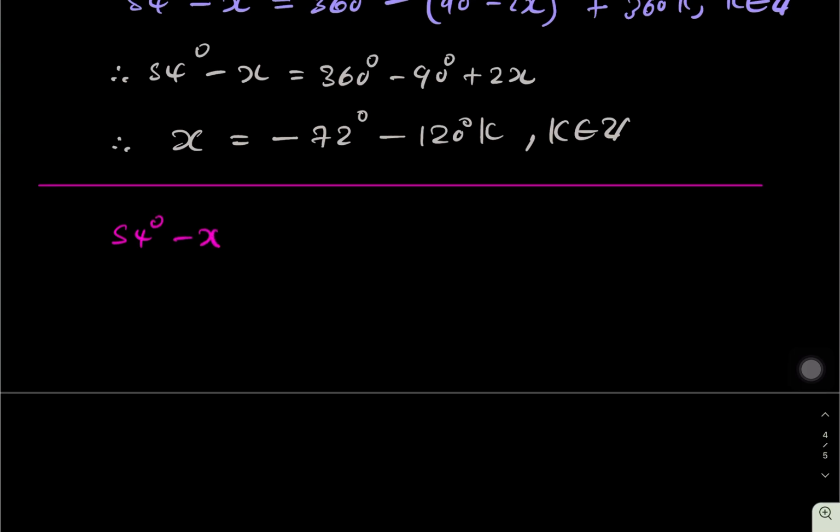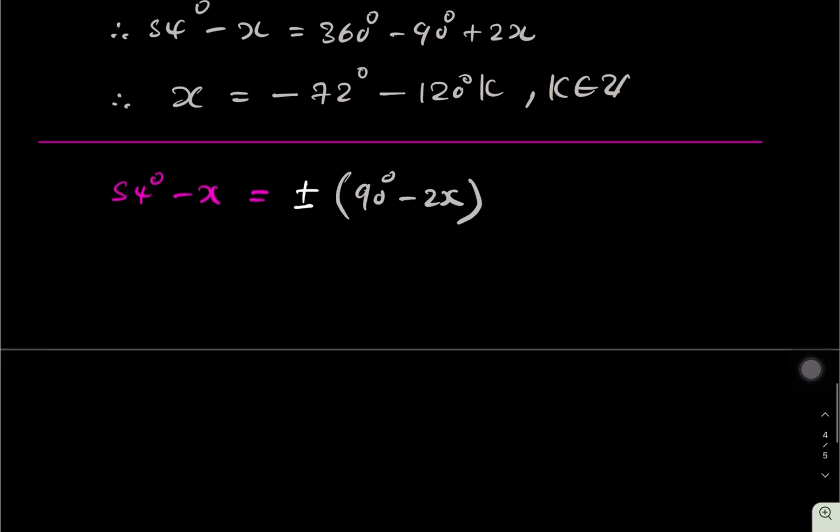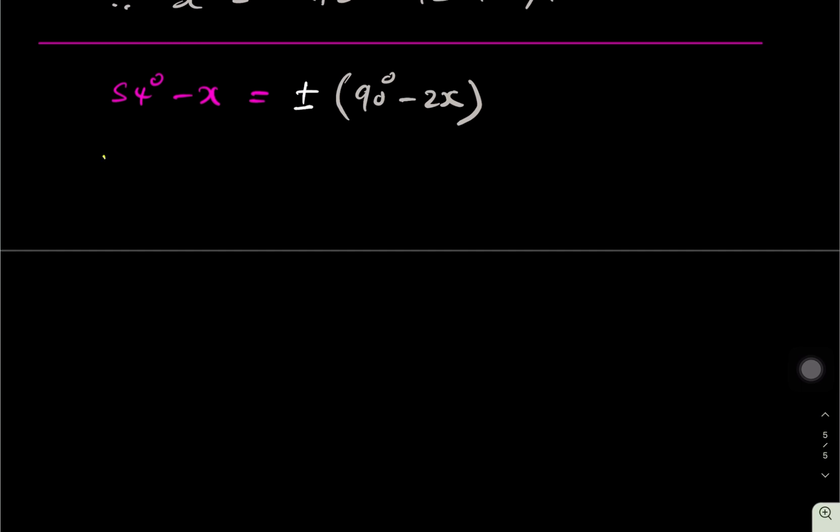54 degrees minus x is equal to plus or minus, because the general solution is the other way to say the plus or minus of what? Of the reference angle, which in this case will have been 90 degrees minus 2x. Okay, so if you solve for the first one, you'll get x is equal to 36 degrees, and then a plus 360 degrees.